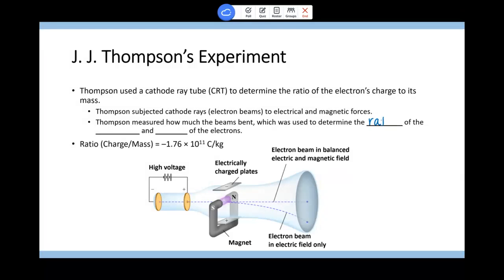So we have the ratio of the charge to mass. So we have the mass to charge ratio, or the charge to mass ratio. It's a negative charge, which makes sense because we have an electron. The unit, the capital C there, is a coulomb. That's a charge unit, and then kilogram for mass. We have the ratio, but we don't actually know the charge. We don't actually know the mass.